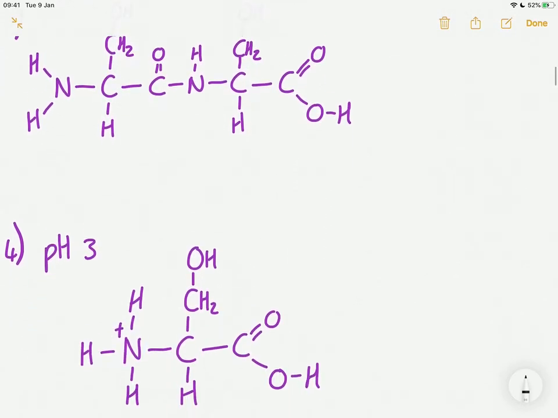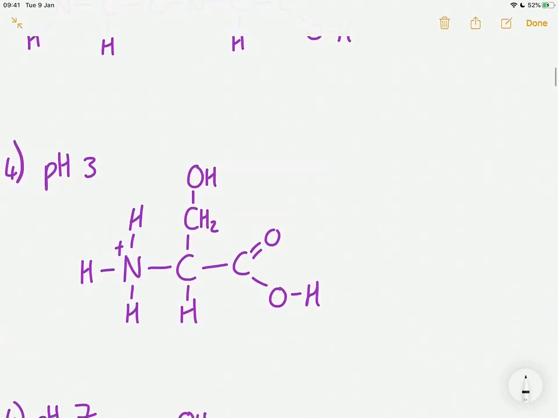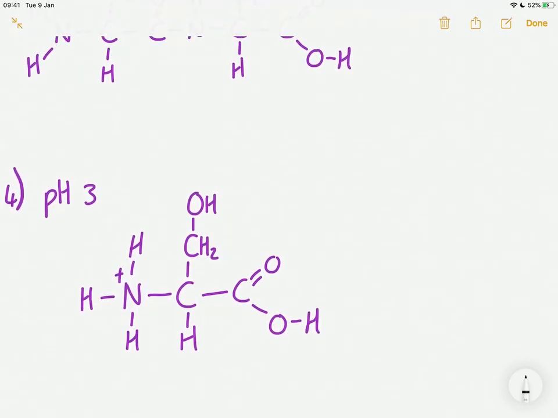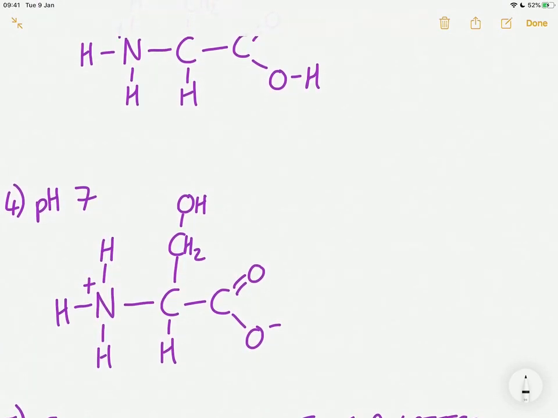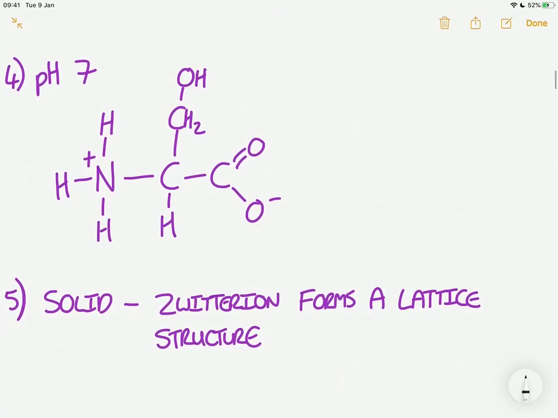4 and 5. Okay, so first part of 4, under acidic conditions at pH 3, serine would look like this with a protonated amino group. Under neutral conditions, serine would form a Zwitter ion with a protonated amino group and a deprotonated carboxyl group. And this last question also relates to Zwitter ions.